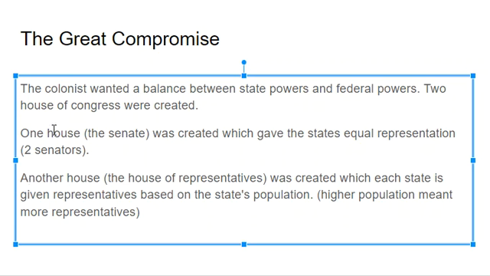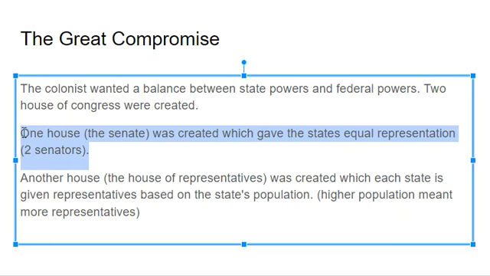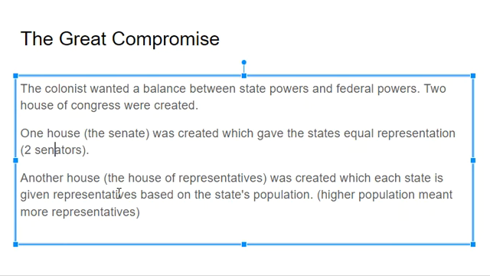So essentially, in one house, every state is given 2 senators regardless of size. And the other house is given representation based on population. So higher population, more representatives.